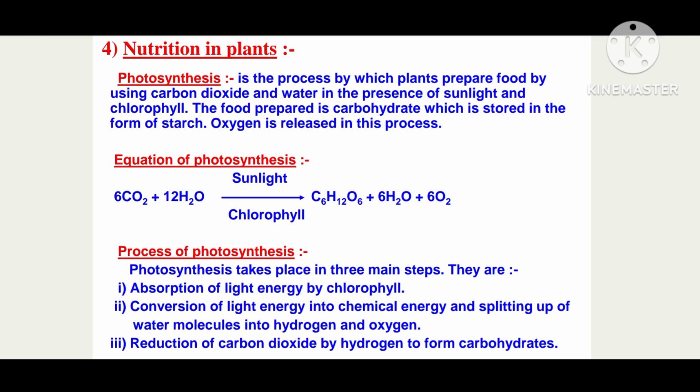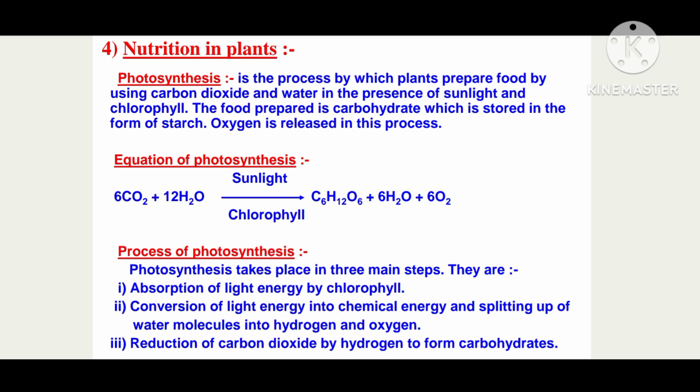Here they have given the equation for photosynthesis: 6CO2 plus 12H2O in the presence of sunlight and chlorophyll. They will prepare what? C6H12O6 plus 6H2O plus 6O2. That is nothing but what? They will prepare carbohydrate which is stored in the form of starch, and it will release water and oxygen.